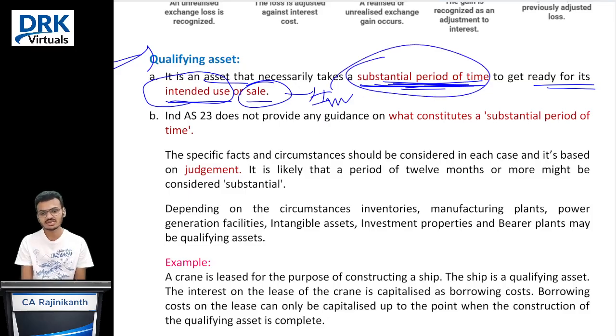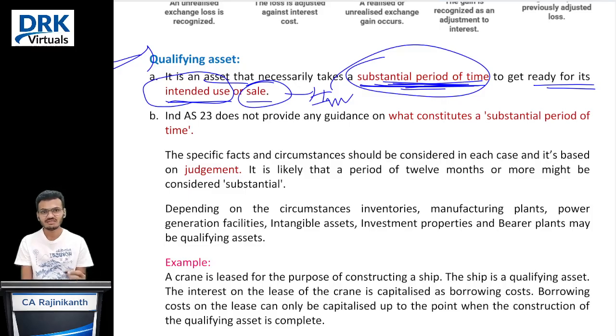Sir, what is substantial period of time? Is it 12 months or 6 months or 18 months or 2 years? Standard has not provided any guidance about it. It is completely based on judgment, subjected to facts and circumstances of each case. Even I can't tell you 12 months is a substantial period of time or 18 months is substantial period of time because it is a judgment based. We should consider facts and circumstances of each case.